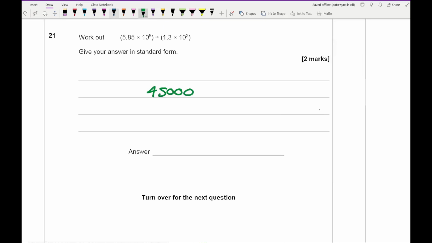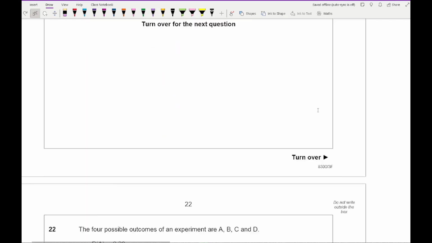Now what I need to do is convert this into standard form. So it's going to be 4.5 times 10, and then just count the number of places we've moved the decimal point. So we get 4.5 times 10 to the power of 4.